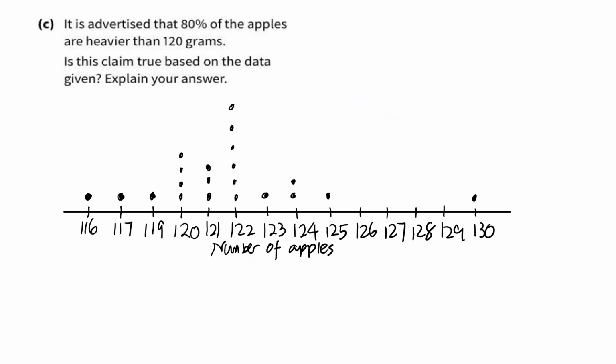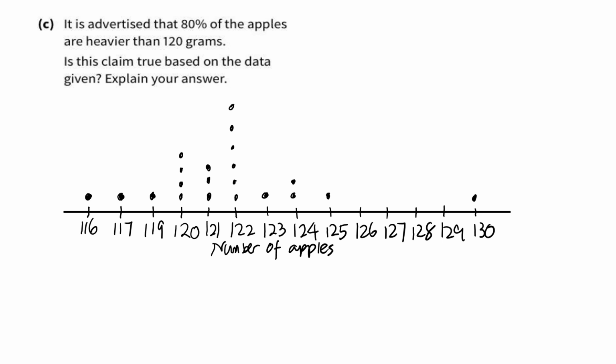All right, so sometimes advertisers like to trick you into buying the apples, and then it advertised that 80% of the apples are heavier than 120 grams. Right, so is this claim true based on the data given? If you have learned dot diagram or any other form of diagram, and if you were to arrange this data, you can actually use your mathematical knowledge to agree with the advertised statement or disagree with it.